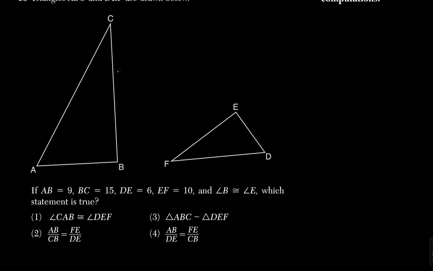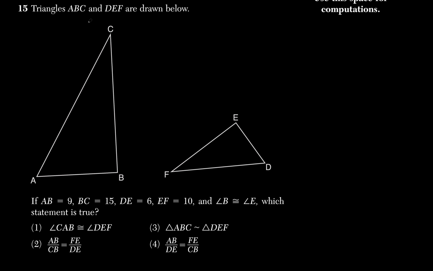Okay, number 15. Triangle ABC and DEF are drawn below. If AB is 9, so this segment here is 9, and BC is 15, DE is 6, and EF is 10. And they also tell you an interesting piece of information that angle B is congruent to angle E. They don't tell you it's a right angle, they just tell you that they're congruent to each other.